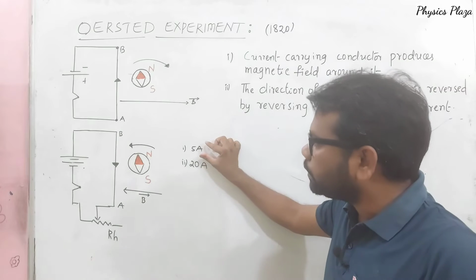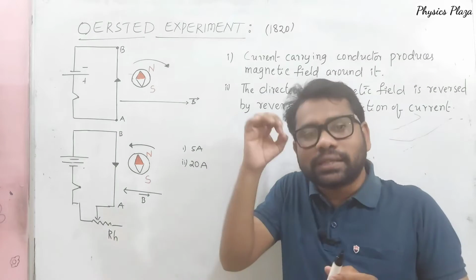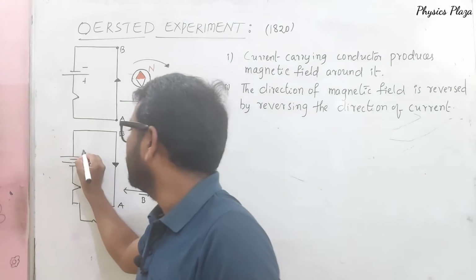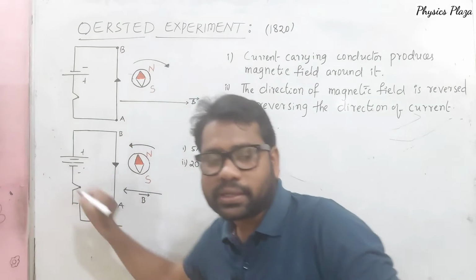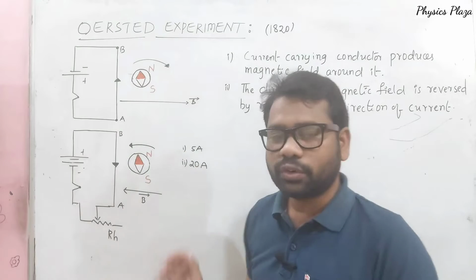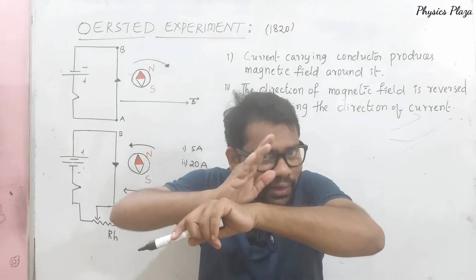Children, when we send 5 amperes of current, it is really a huge amount of current. Just let us assume that here. First, 5 amperes of current is passed. Let us say 5 amperes of current is passing through the circuit. Then we notice that, of course, the magnet gets deflected in this direction only, but it deflects very slowly.